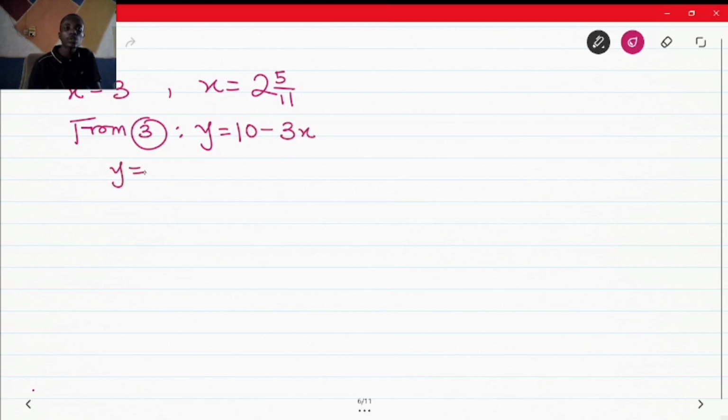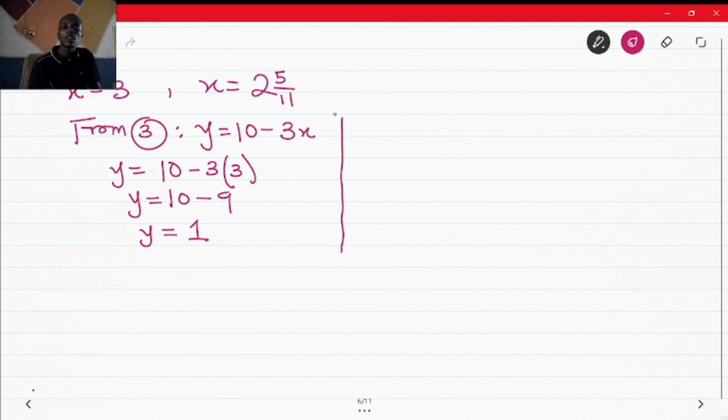y equals 10, I'm doing this first, minus 3 into bracket 3. So that's y equals 10 minus 9, and y equals 1. So that's for x equals 3. Then for x equals 2 whole number 5 over 11, I have y equals 10 minus 3x. I have y equals 10 minus 3 into bracket.